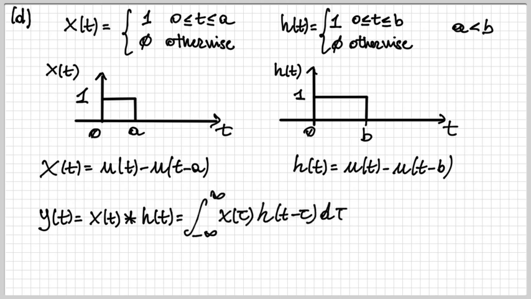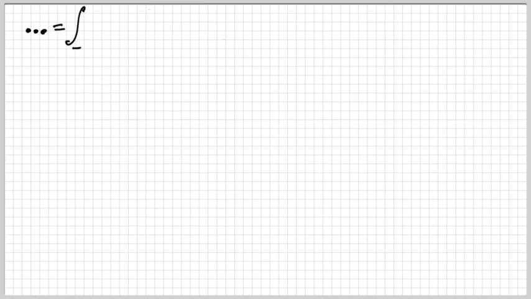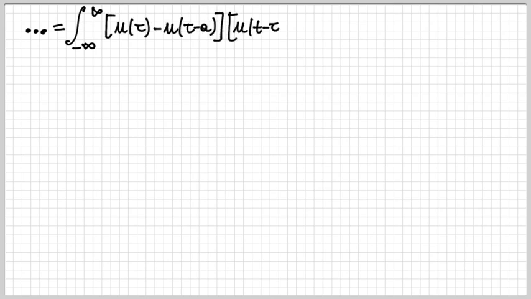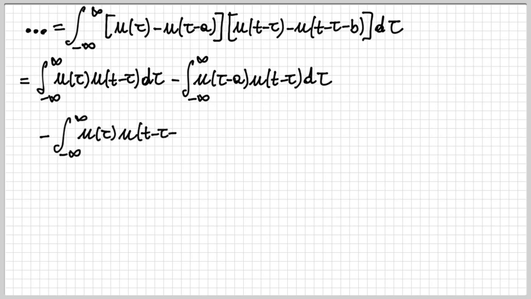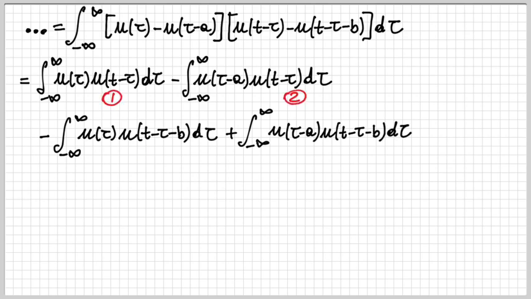We need to do the integral of x of tau, h of t minus tau d tau, right? So that's the convolution between x and h. So let's do that. That integral will be given by this product between the quantities in square brackets. So this basically will give us 4 different integrals. So I find it convenient to calculate these integrals separately because they are all simple, and then sum up the respective results. So by using the distributive property, I obtain these 4 integrals, right? So let's label them as number 1, number 2, number 3, and number 4. Let's solve them separately and then sum up the result.